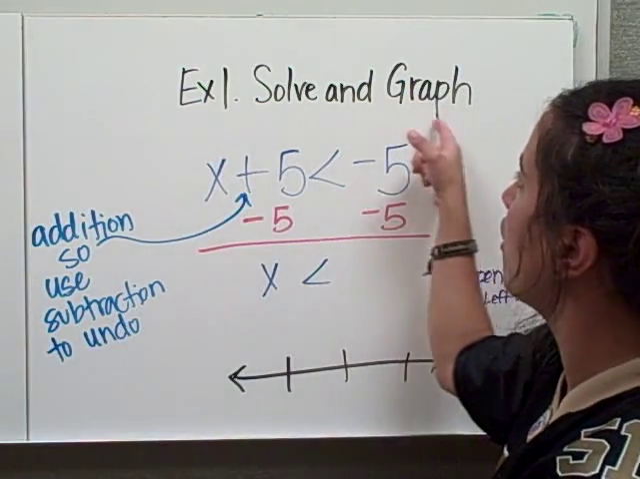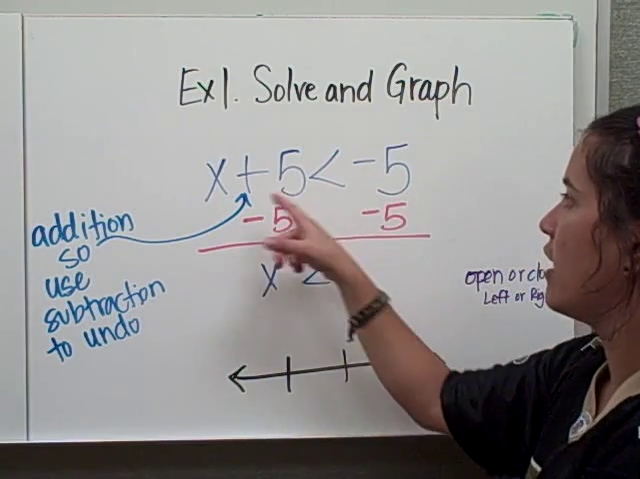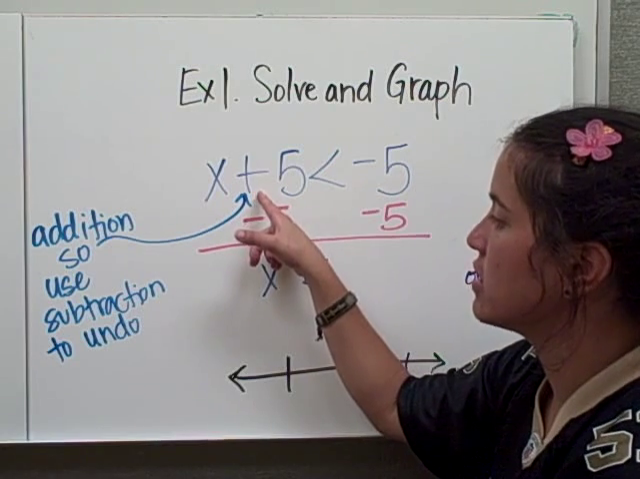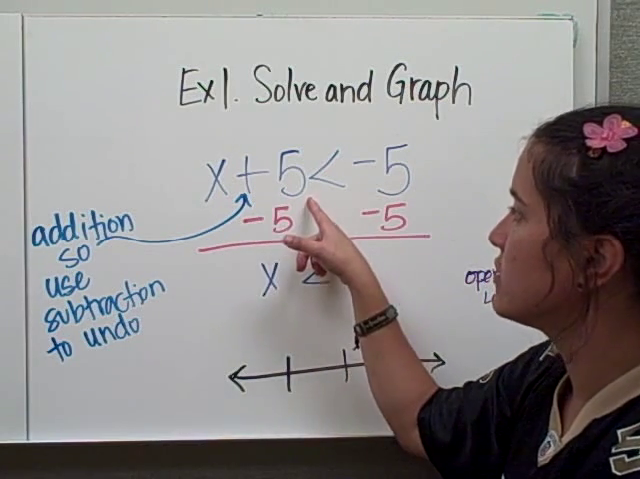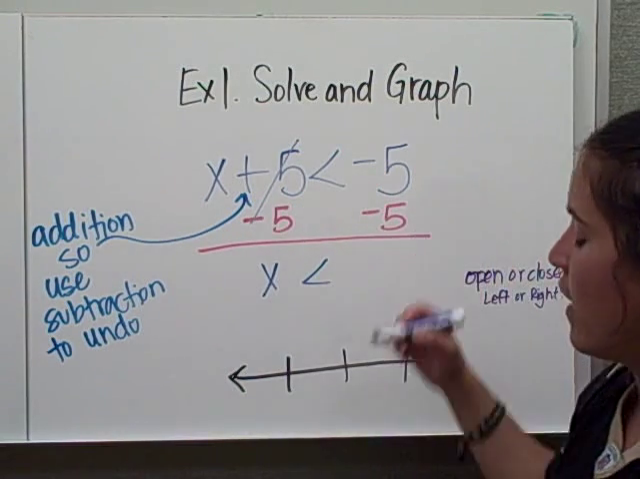So example 1, solve and graph. X plus 5 is less than negative 5. I have an addition equation, so we're going to use subtraction to undo it. Because it says plus 5, I'm going to do minus 5. And then minus 5 over here.